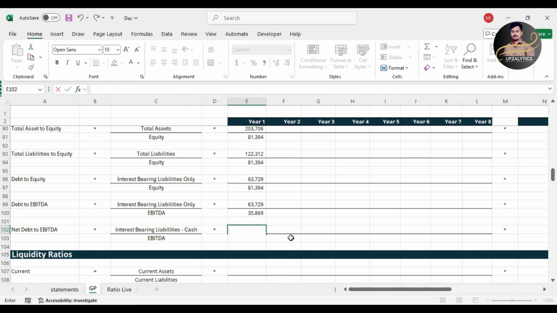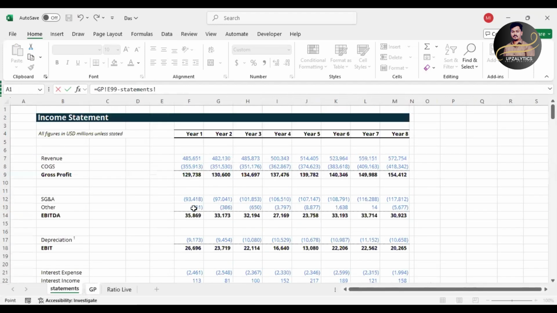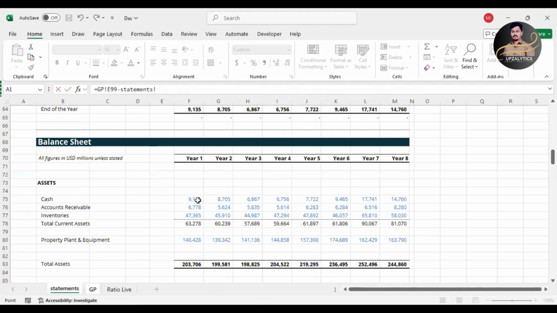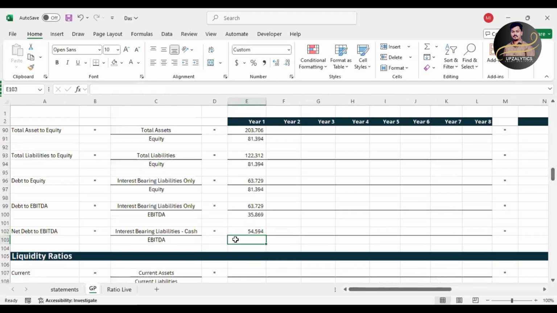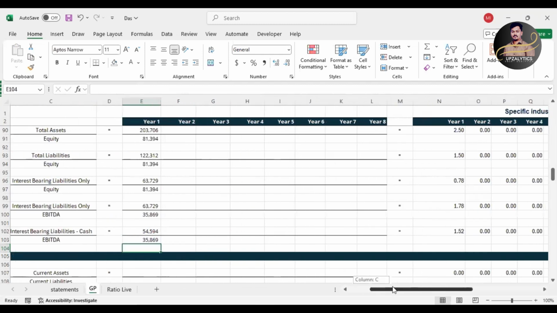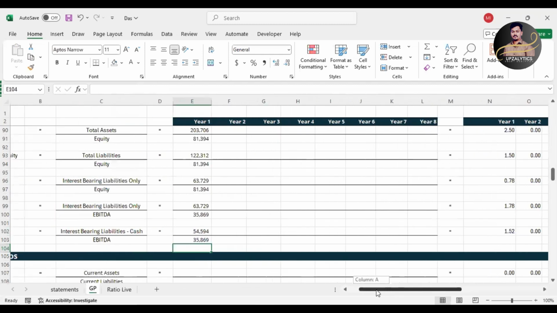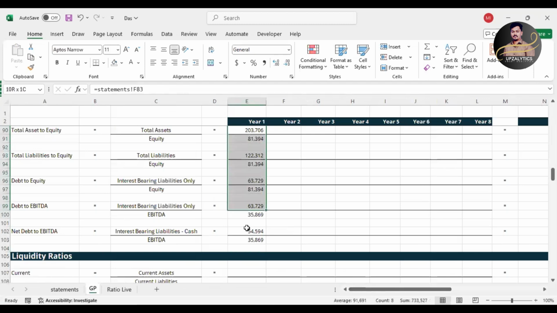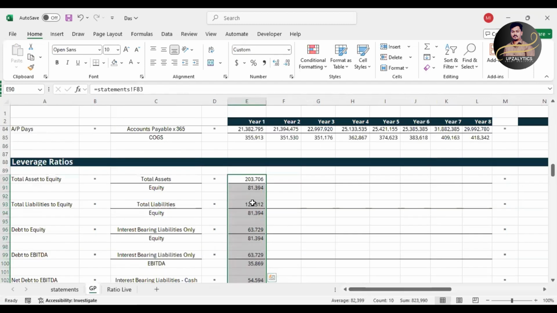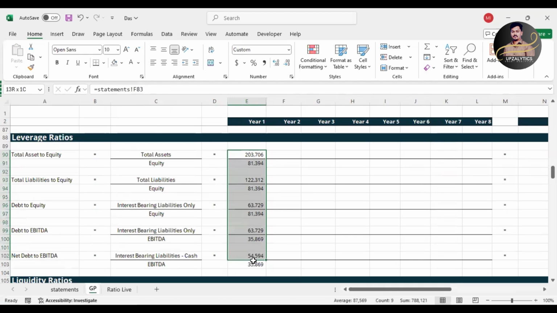Another ratio is the net debt to EBITDA ratio. We all know how to calculate net debt: interest bearing liabilities minus cash. We can get the cash from the balance sheet here. Also, we should get EBITDA. It's around 1.52. So we have calculated all the ratios related to leverage.